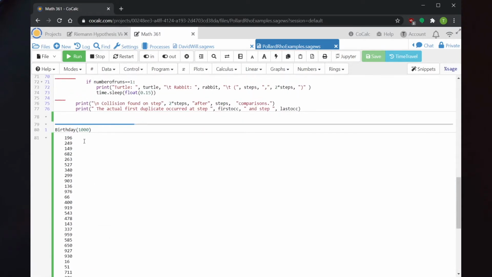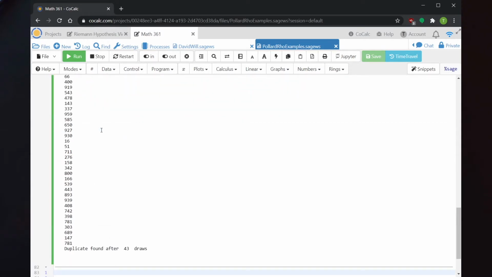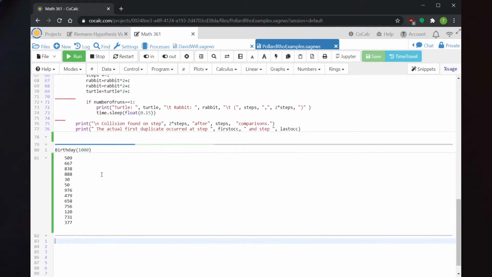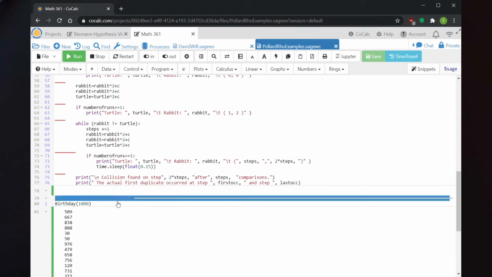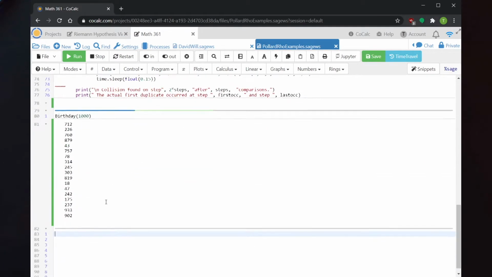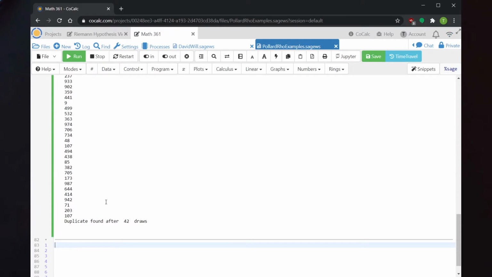Now, of course, that's just one example. We can do this again. And we'll see this time, we found a duplicate after only 23 draws. Again, sort of strangely, the thing that got duplicated was said just shortly earlier. This time, it took 42 draws. And so this 107, the last one generated, was already in our list. It happened to have been right there.